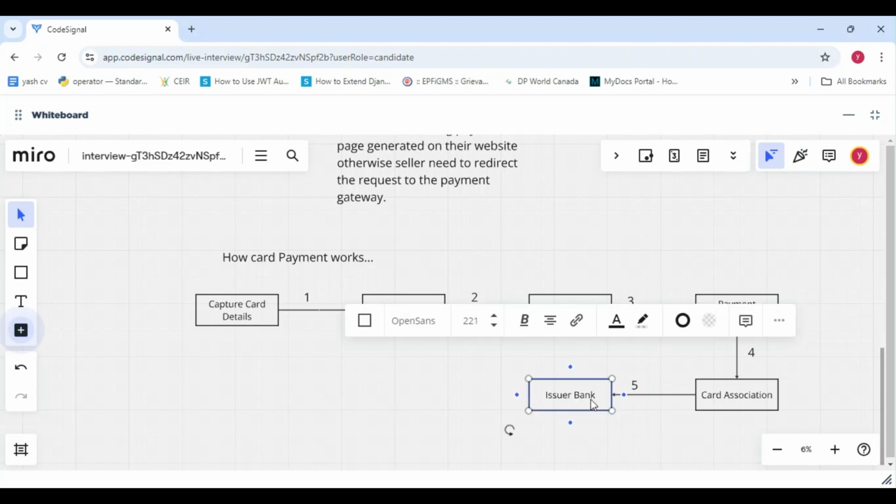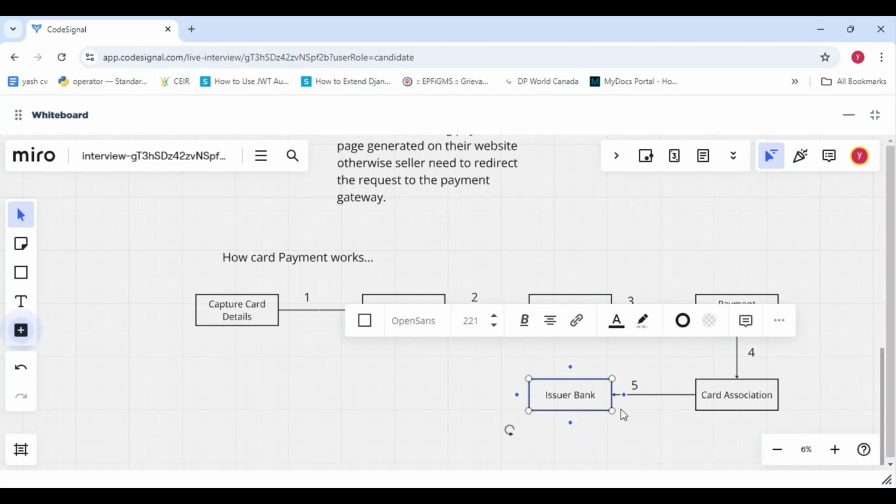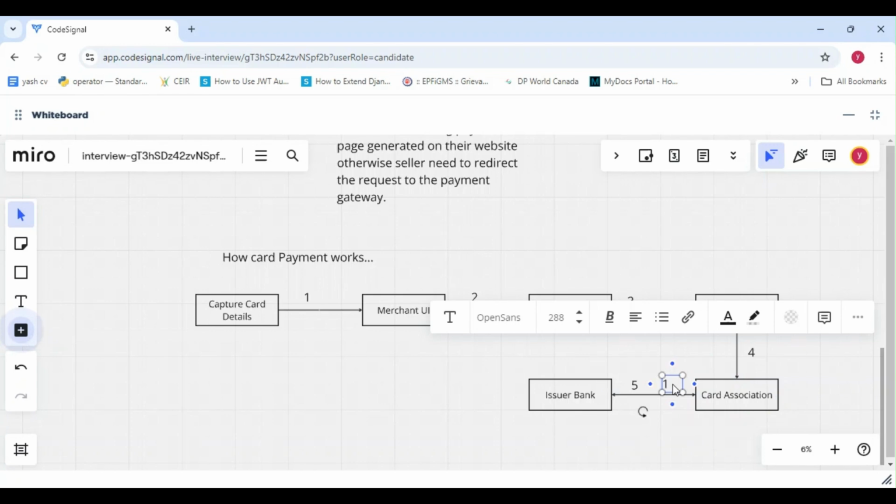The issuer bank will check three things. First it will verify the card details, it will verify whether the card is expired or not, and it will check the account balance. If everything is fine, then it will send a success message. If any one of these three things fails, then it will send a failure message to the card association. Here, it will be step 6.